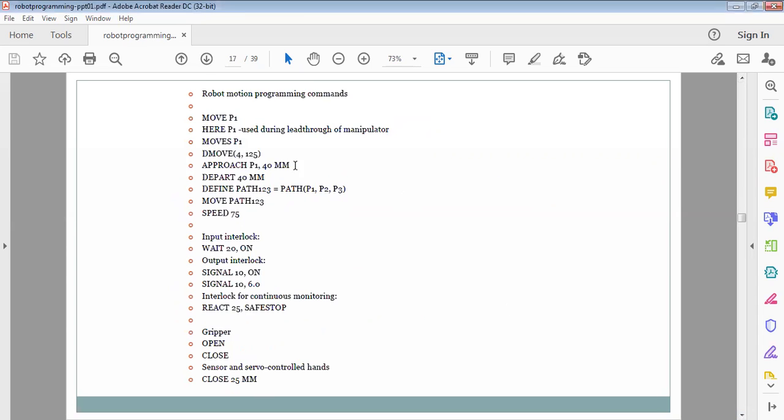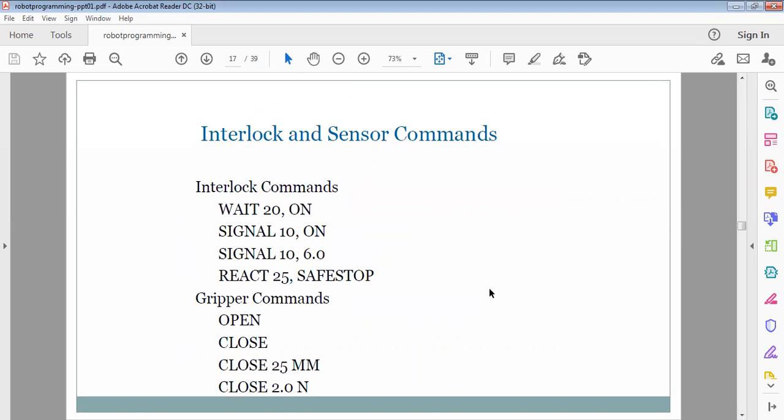Next, these are also motion commands, and interlock and sensor commands. Interlock commands are wait, signal, react, save, stop. Gripper commands: gripper open, gripper close 25 mm, close 2 newtons. Close 2 newtons means a force command.